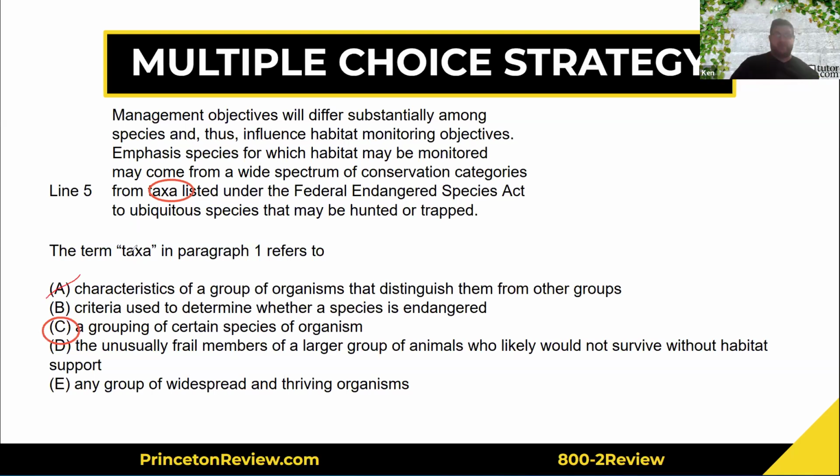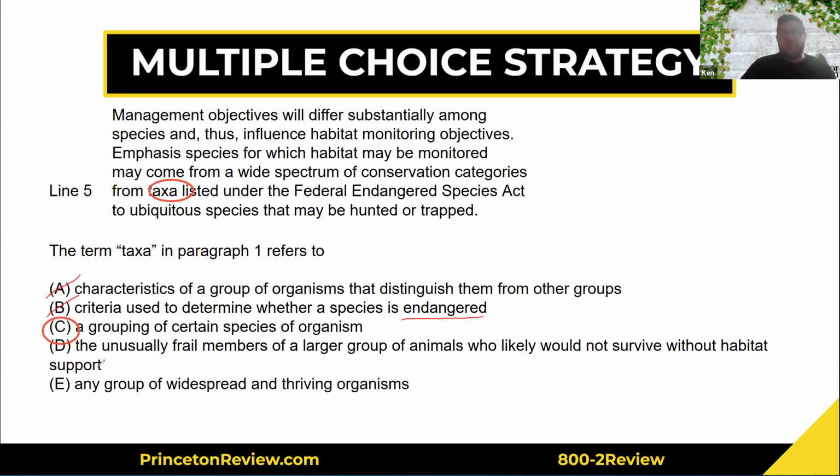B, criteria used to determine whether a species is endangered. They are taking the word endangered and reusing it. But this doesn't say that it's used to determine what's endangered. It's used to determine whether something should be monitored or not. So C, a grouping of certain species of organisms. We said from our clue that taxon just has to deal with categorizations of species.